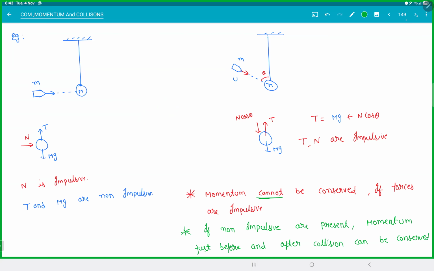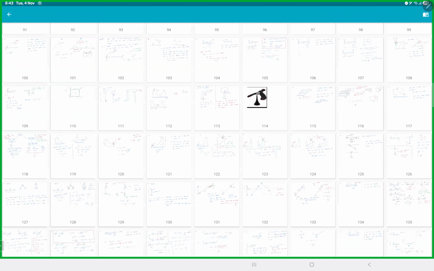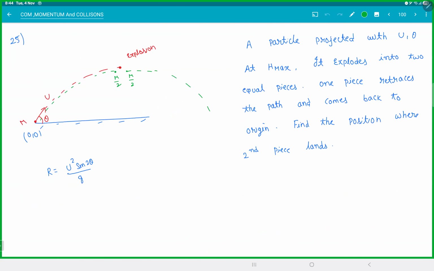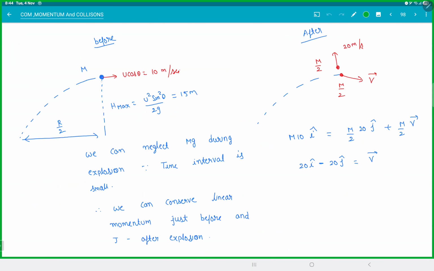And if you remember this problem here, the thing exploded into two pieces and they started flying back. In this question, when the explosion is happening, there is an mg acting on the body. But we conserved momentum, right? Technically speaking, when there is an external force, you can't conserve the momentum. So we actually ignore the mg. This is what I wrote: we can neglect mg during the explosion, as the time interval is very small, because mg is a non-impulsive force. Clear with this? So when you have non-impulsive forces, momentum can be conserved just before and after, because the time interval is very, very small. It works out.